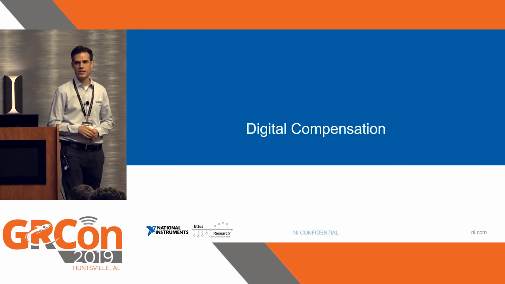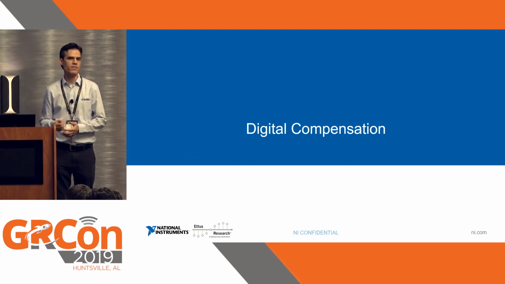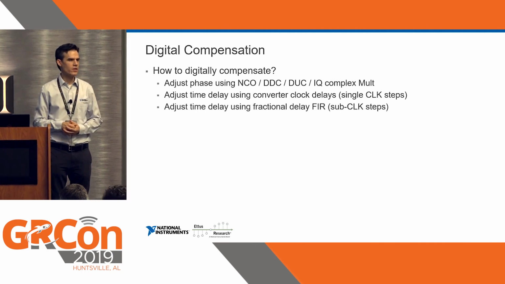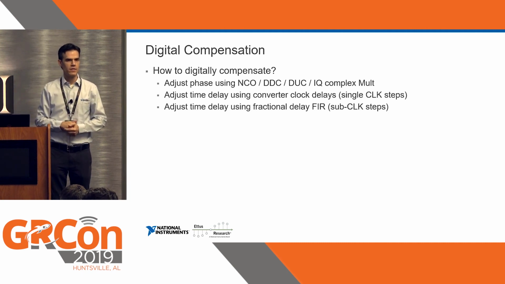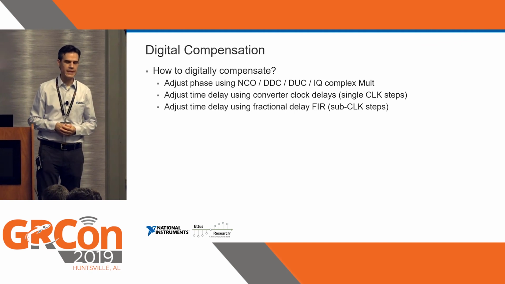I'm going to probably skip this digital compensation section. I knew I wasn't going to have time for it. All of it to say is there are a few different ways that you can compensate for delays when you build your system out and you go, okay, I measured it, and sure enough, I'm off by 15 picoseconds, or I'm off by 1.5 degrees at a particular frequency. What do you do about it? You can adjust for that in the phase of your NCOs. You can do a phase rotation with an IQ multiplication.